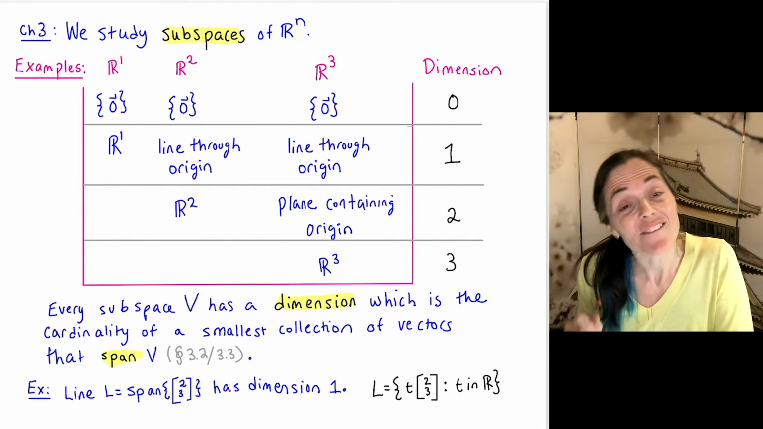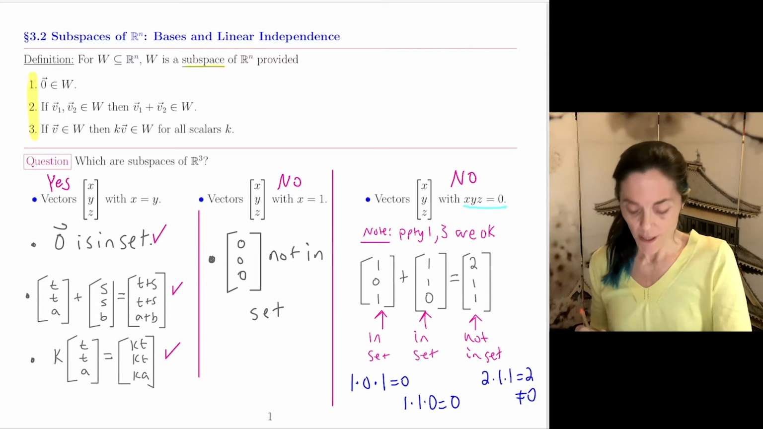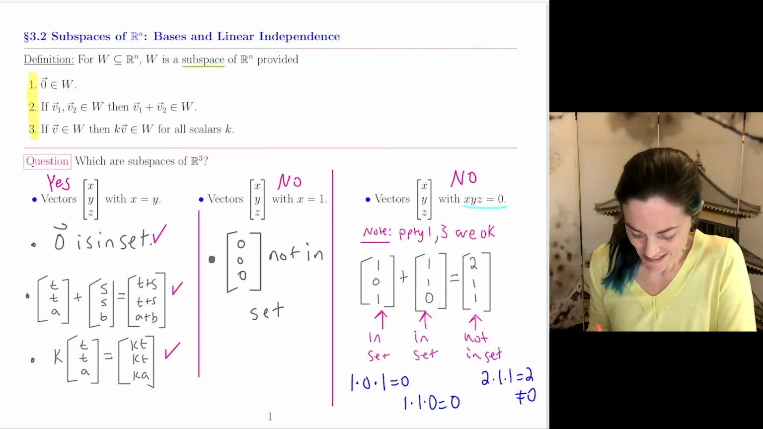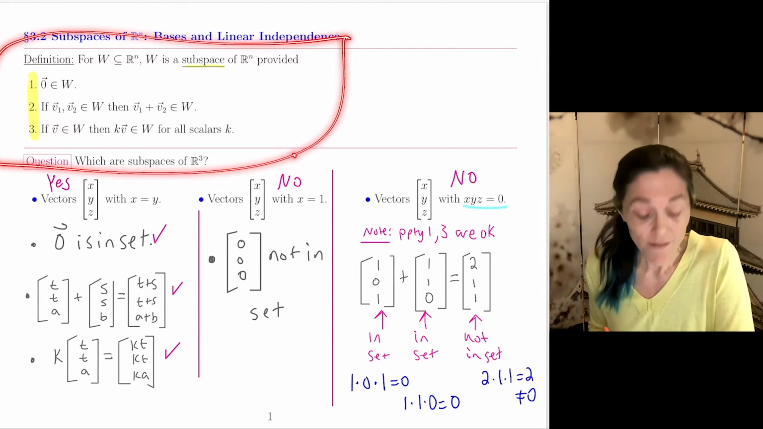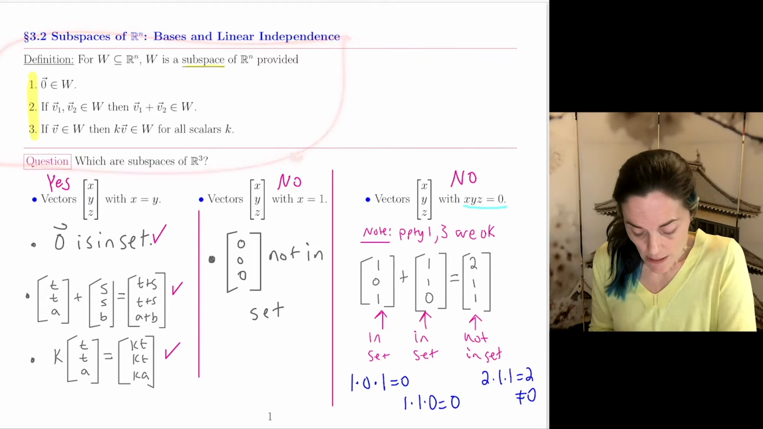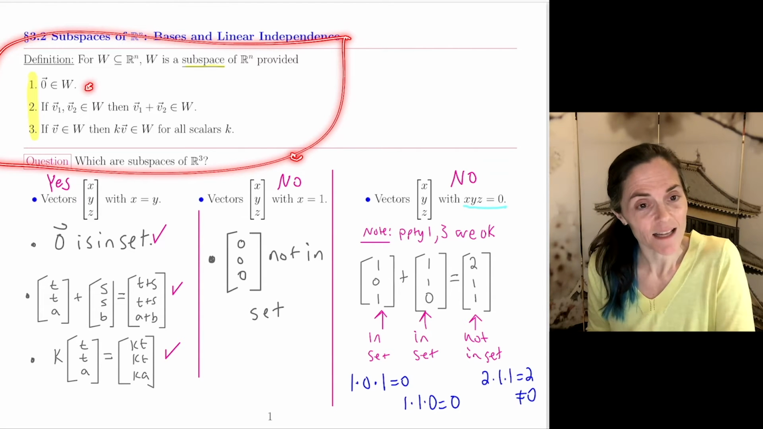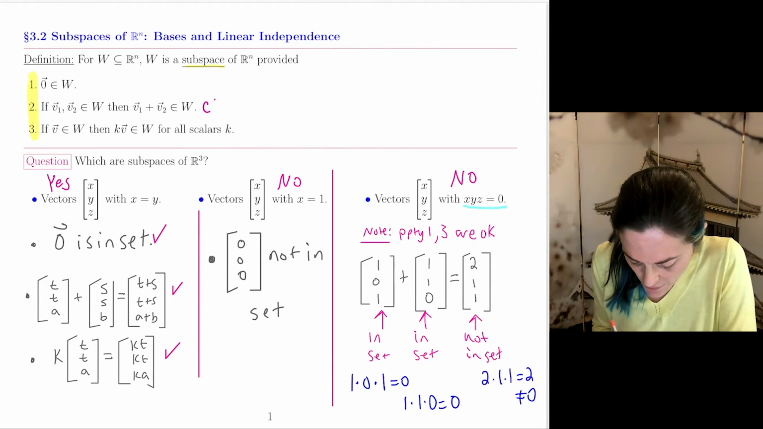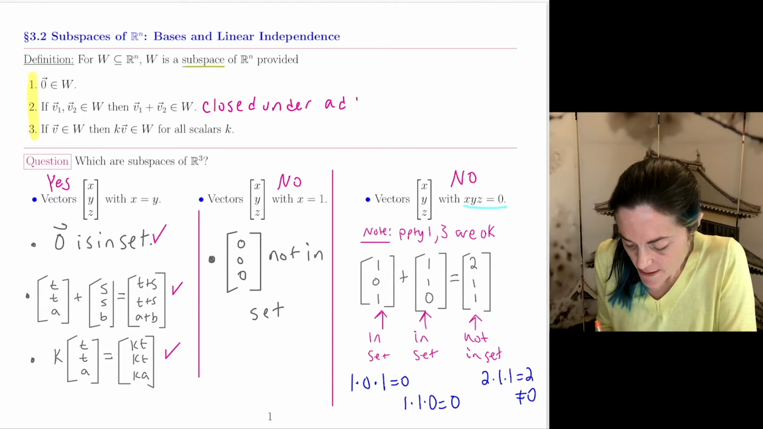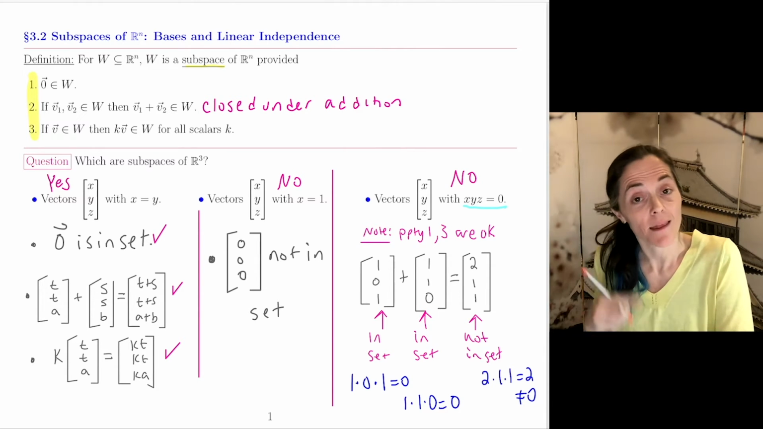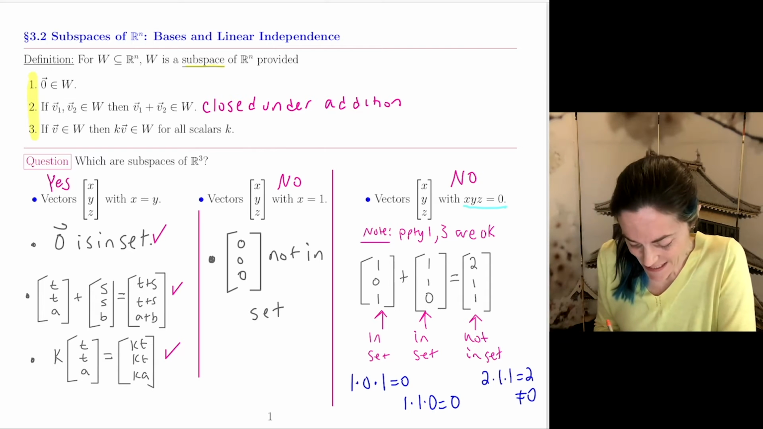But really, the definition of a subspace came from three properties. And this is from the notes. These three properties. We have a subspace provided 0 is an element of the set. This one is called closed under addition. What it says is if you have two vectors in your set, then their sum is also in the set.